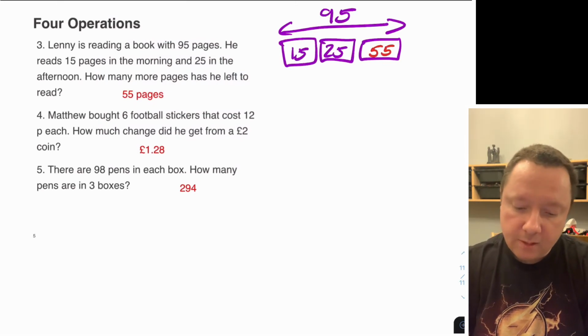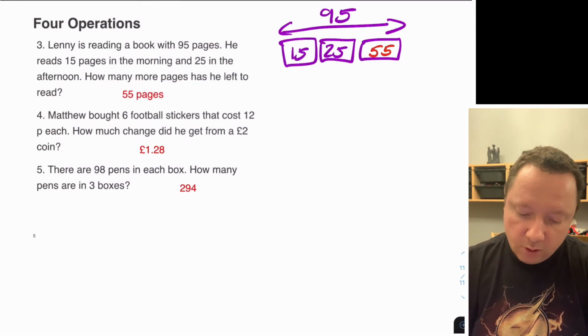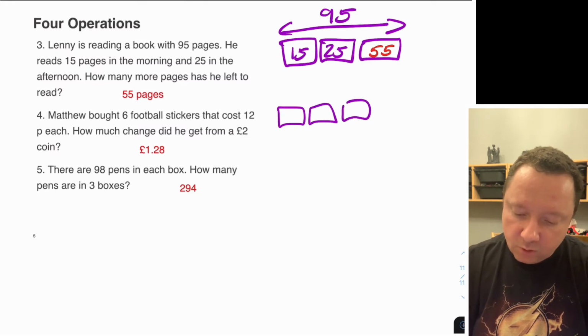Okay. Second question says Matthew bought 6 football stickers that cost 12p each. How much change did he get from a £2 coin? So a little diagram would be 6 football stickers. We know each one is 12 pence.